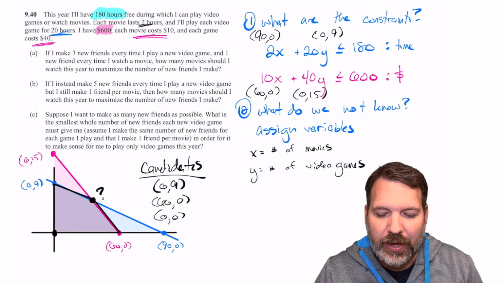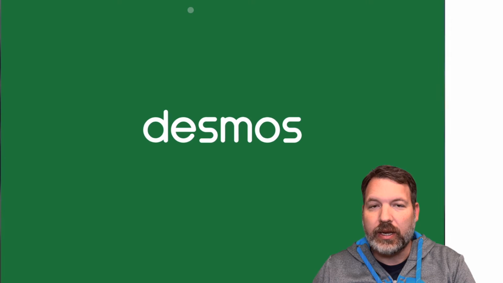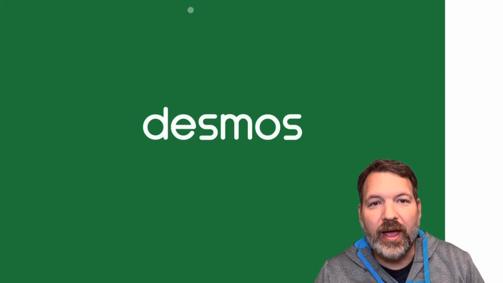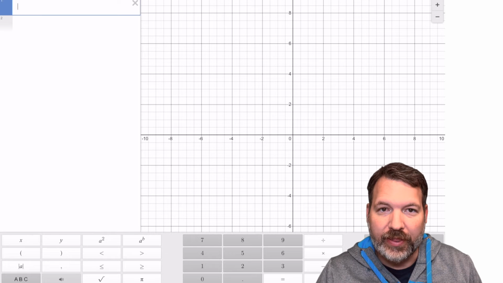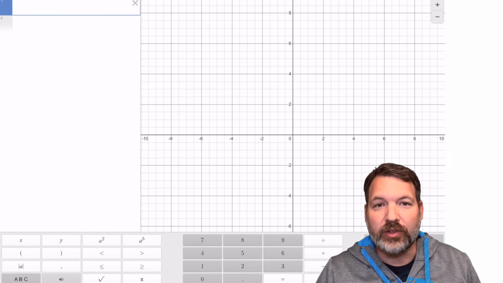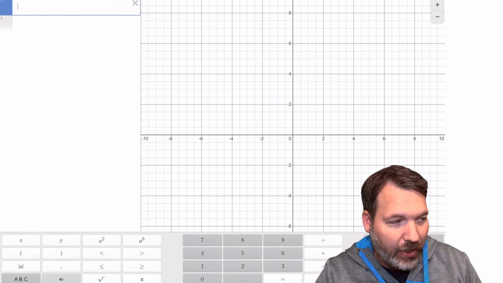I don't want to do this by hand. So I think it's time. Let's go ahead and open up Desmos. We're going to graph this system and we're going to figure out what the possible solutions are for the thing that we're maximizing, which, by the way, we haven't even looked at yet, the actual question, but we'll get there.